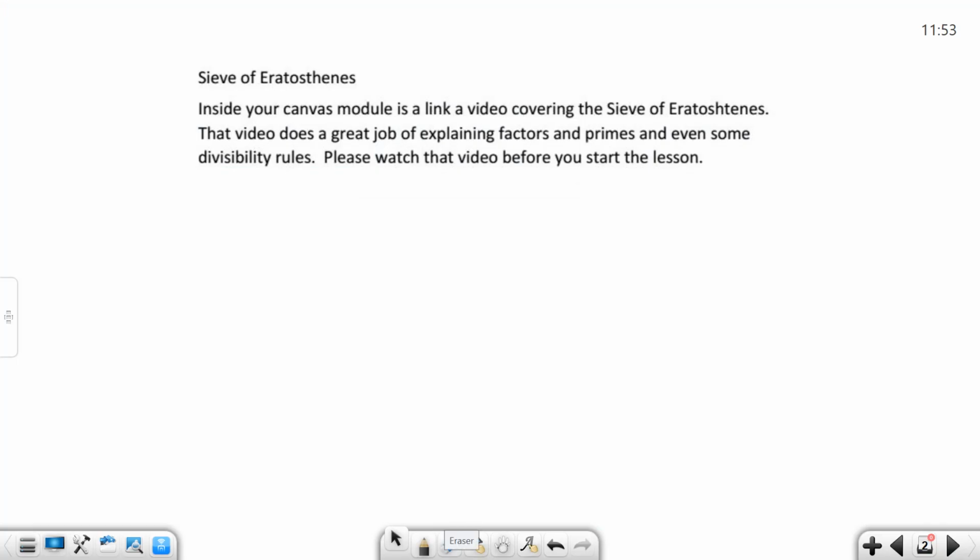Okay, the first thing I want you to look at is on your module page in Canvas. I gave you a link to the sieve here, and it really explains the concepts in this chapter extremely well. I'm not going to ask you that on a test, but it shows you what prime means, what composite means, and how all the different factors lay out, and it's a really useful tool.